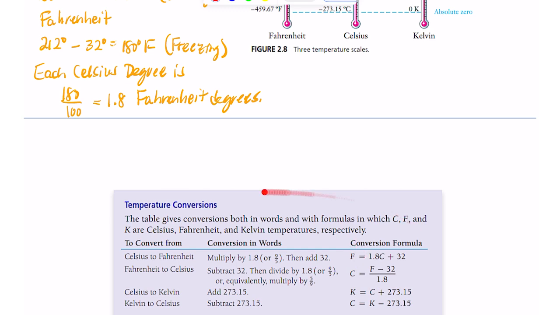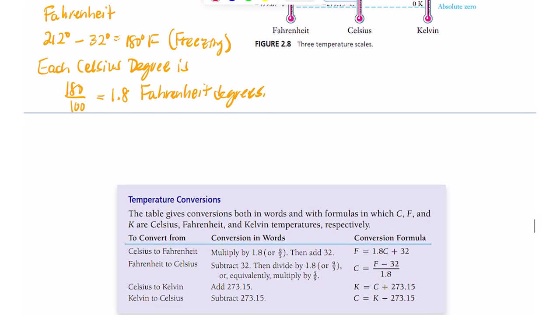Here's a quick little table you can use with different conversion formulas. So if I want to convert to Celsius, if I know my Fahrenheit temperature, I could just subtract 32 and then divide by 1.8. If I want to convert to Kelvin and my temperature's in Celsius, you could just add 273.15. And if I want to convert to Celsius and I have my temperature in Kelvin, I could just subtract 273.15.